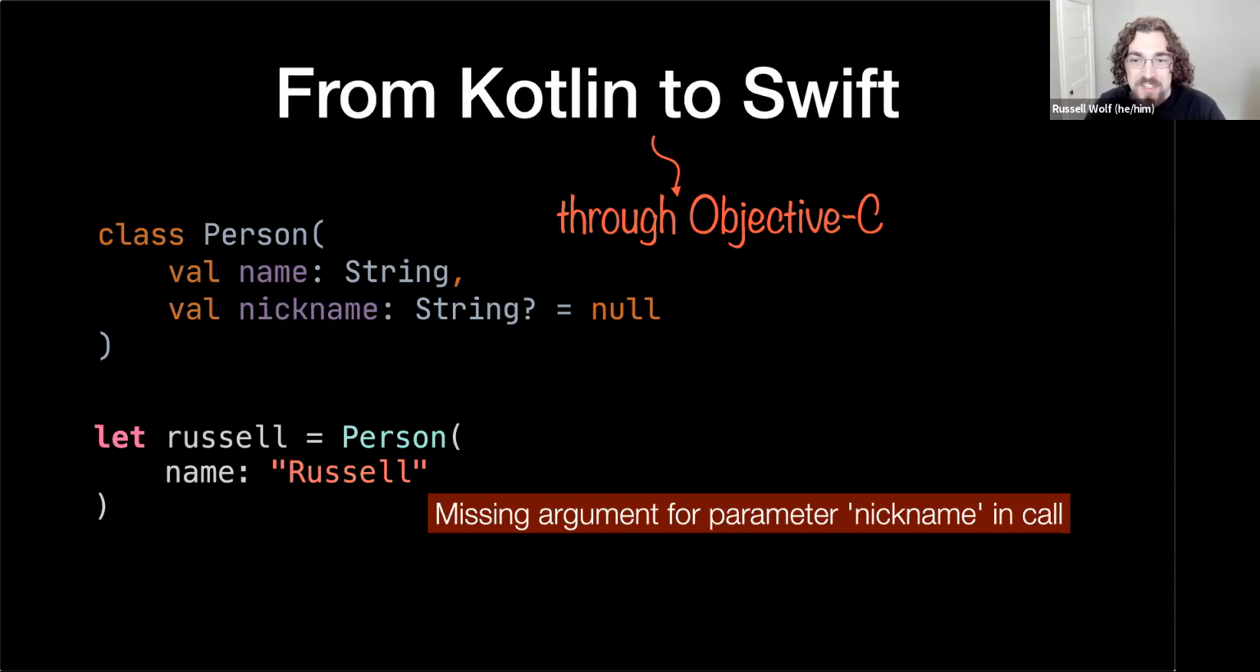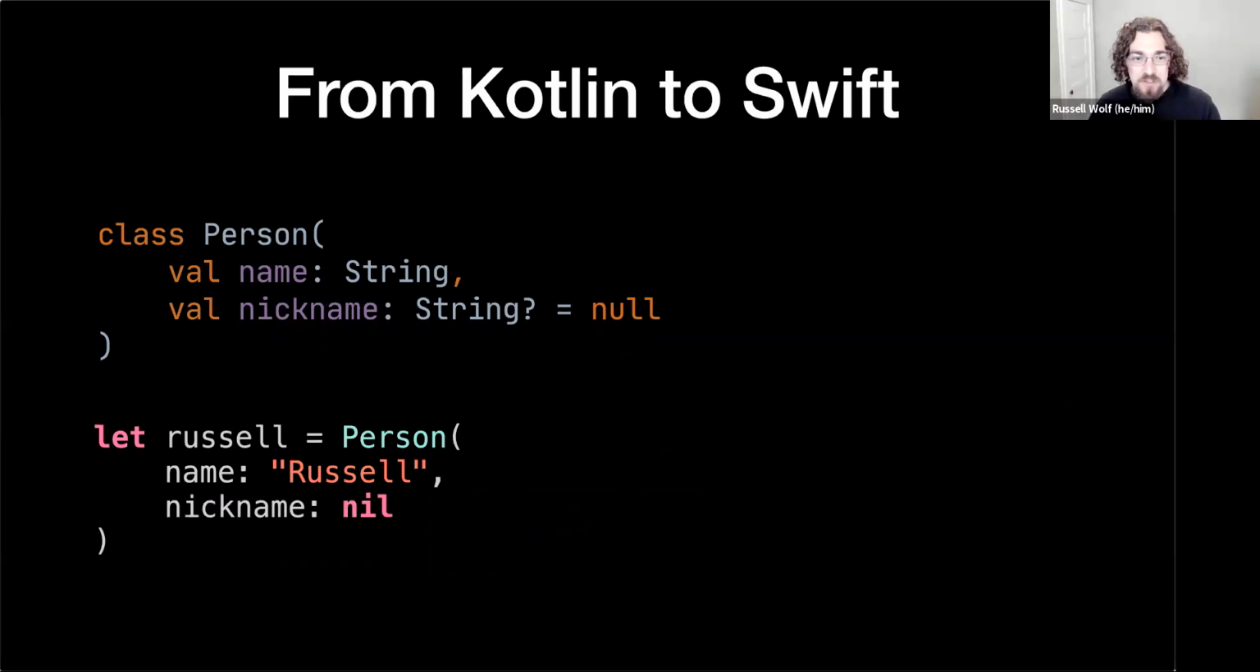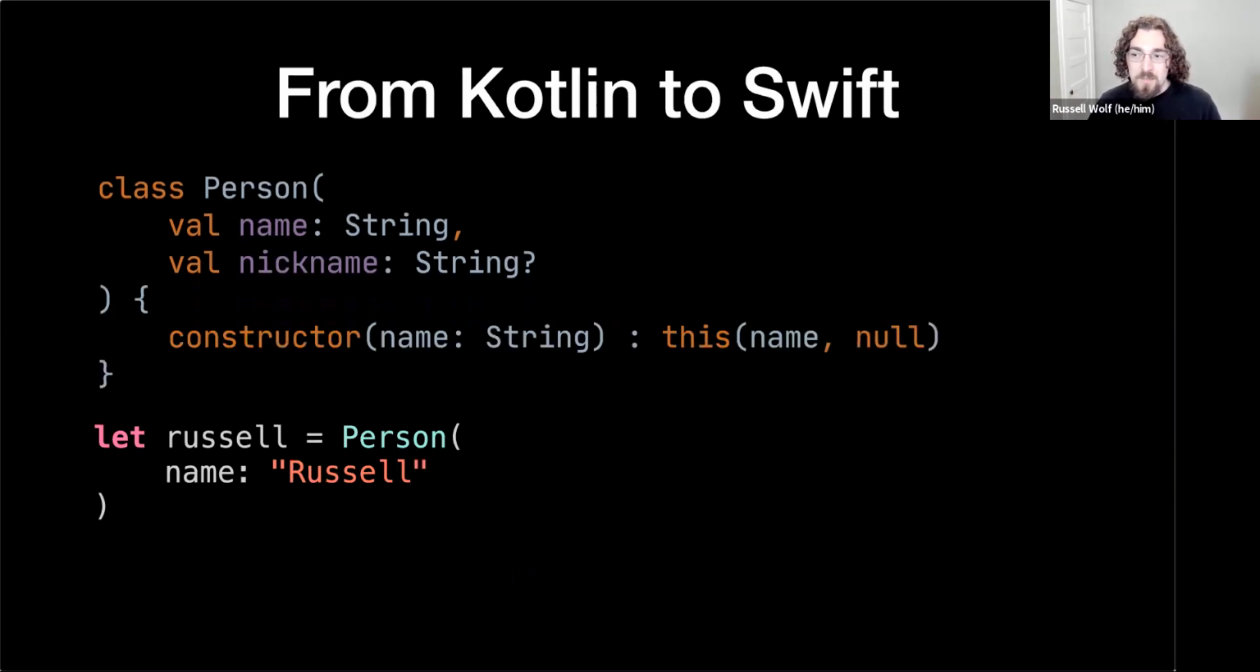Kotlin has the notion of default parameters, and Swift does, but Objective-C does not, and so they don't get bridged through. And what that means is we're forced to either pass that value manually every time, or we could change our Kotlin and define a secondary constructor that automatically passes null as the nickname. And this feels a little bit less elegant when you're used to developing JVM Kotlin, but it's the sort of thing that can be nice when you're trying to expose more pleasant APIs to your iOS side.